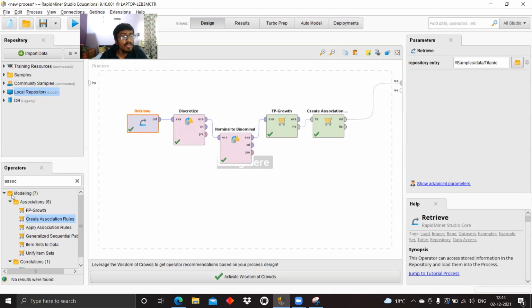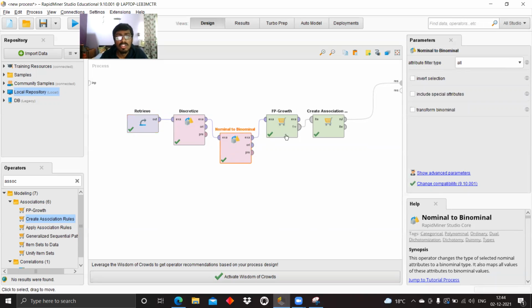Here you can select all the operators whichever you want to use. And this is the help panel, where once you click on each operator, it will give information about what the operator does. These are nothing but the parameters which tell you about the operator.